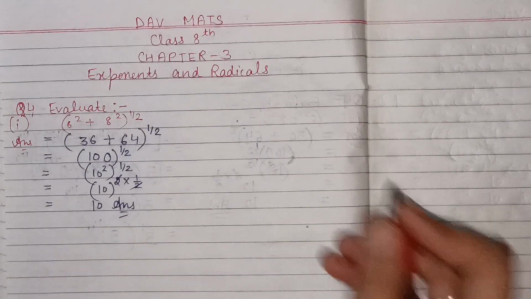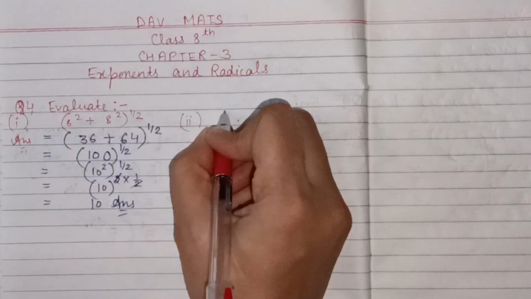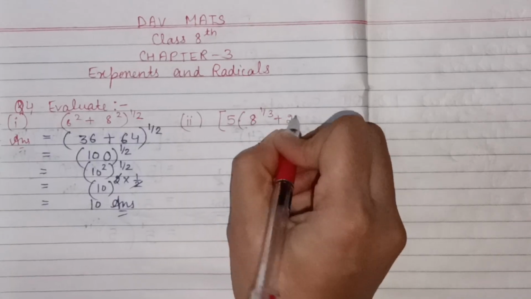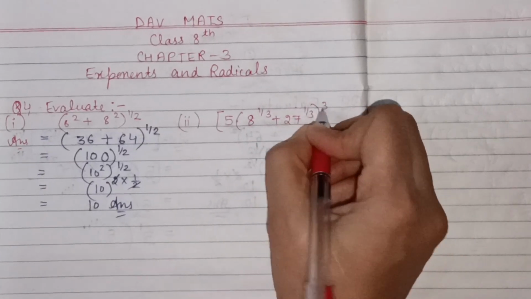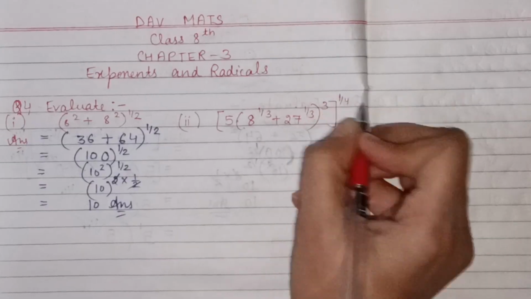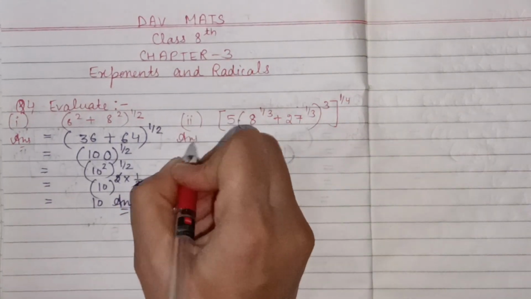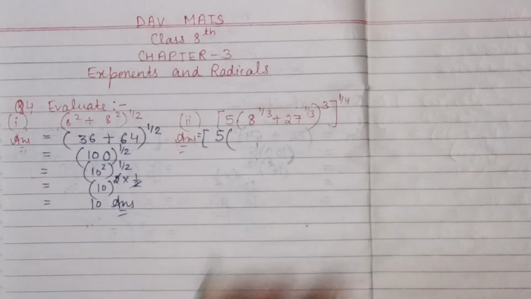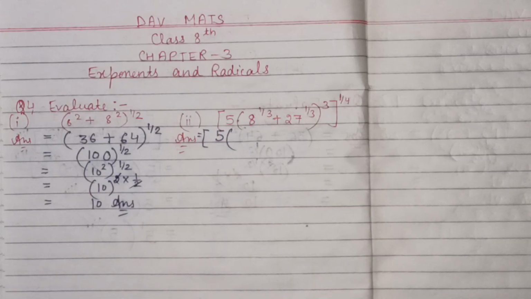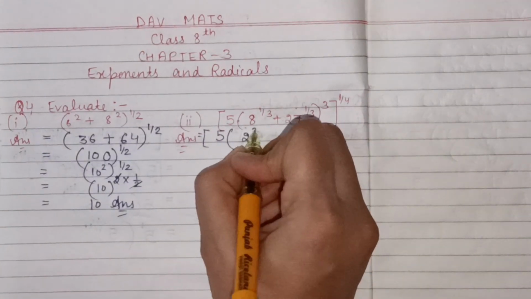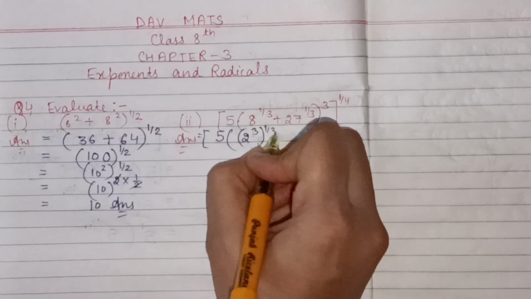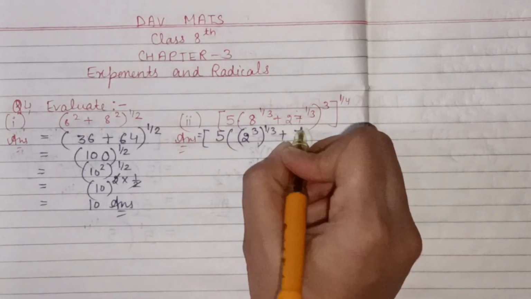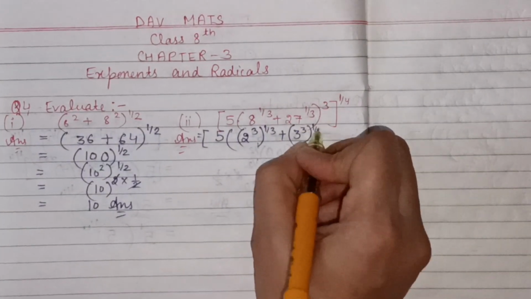Now move to our next part, our second part: the bracket 5 times (8 raised to power 1 upon 3 plus 27 raised to power 1 upon 3), where 3 is the exponent here, and after the bracket there is 1 upon 4, again the exponent. I write the answer here. Inside the bracket I write 8 as 2 multiplied by 2 multiplied by 2, which means 2 raised to power 3, and its exponent is 1 upon 3, plus 27, which I write as 3 multiplied by 3 multiplied by 3, which is equal to 3 raised to power 3, and the exponent is 1 upon 3.